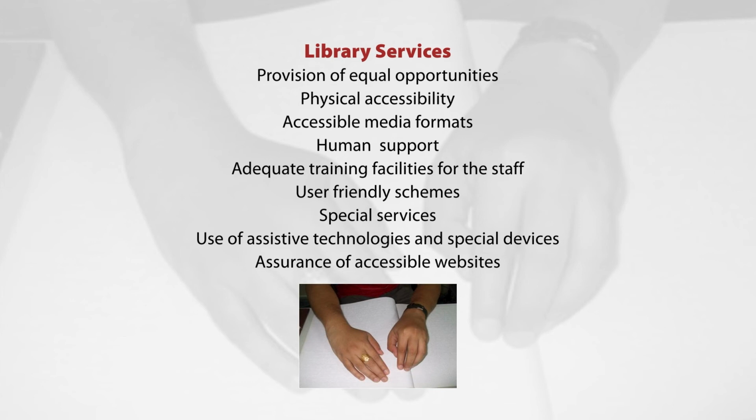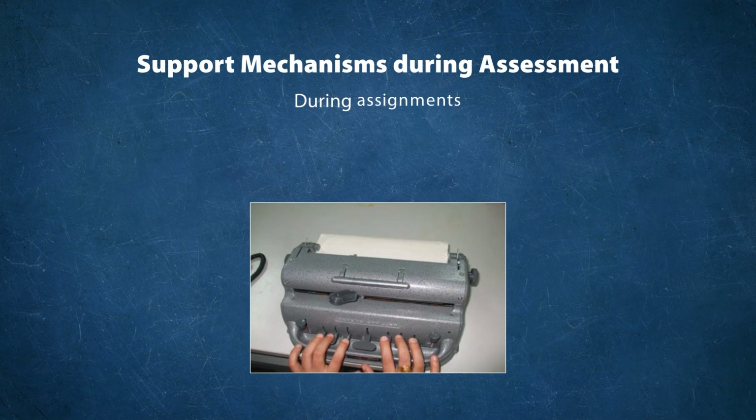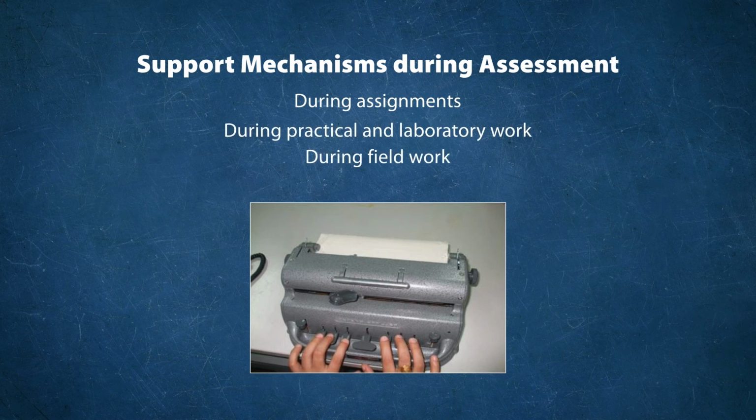Then when we talk about the assurance of accessible websites, then support mechanisms also should be provided to the persons with disabilities by following the different guidelines which are available through Indian government guidelines or W3C guidelines we can follow. Then support mechanisms during the assessment. How during assessment we can ensure the persons with disabilities a kind of accessibility by using ICT.